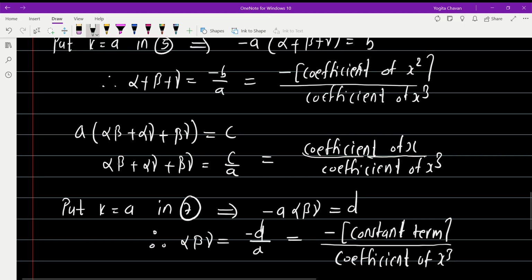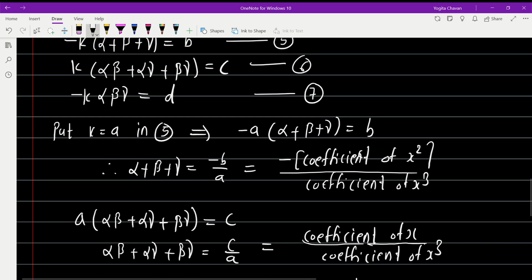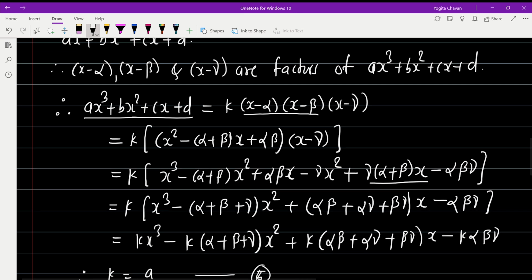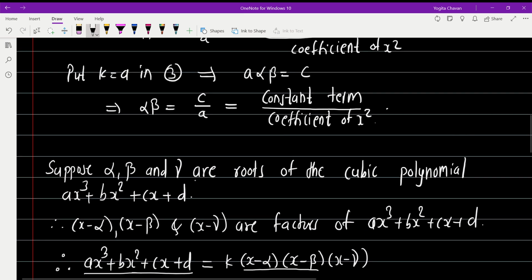So the product of the roots is equal to minus d divided by a. The sum of products of two roots at a time, alpha into beta plus alpha into gamma plus beta into gamma, is equal to c by a, and the sum of the roots is equal to minus b divided by a. So the case of the cubic polynomial is also done.